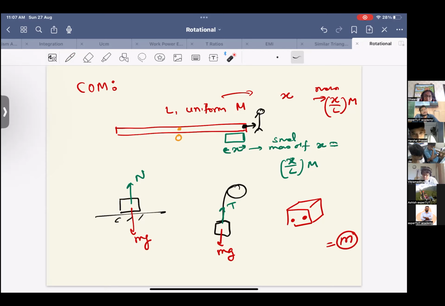All equal distance from all sides. Equal distance from? Correct. Or intersection of the body diagonals. Intersection of the body diagonals. Okay? Have you understood this?